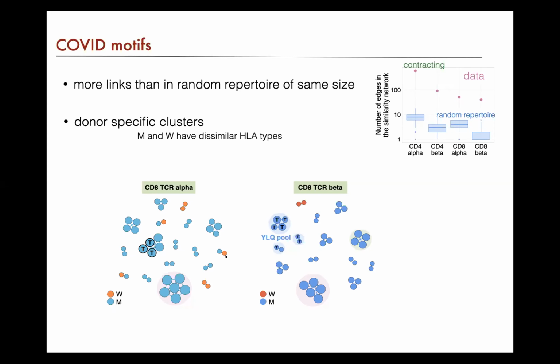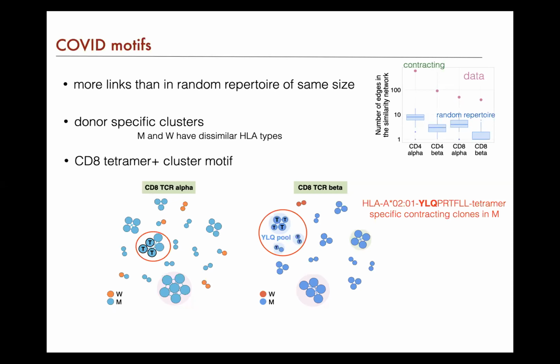And if we look at the clusters, they are donor specific. That means donor M and donor W have different clusters. This is not surprising since we know they have different HLA types. But if we take a closer look at the clusters, one thing that we're able to re-identify are clusters that correspond to the clonotypes that responded in the tetramer study, both in the alpha and the beta set. It's a fairly large fraction of the data set, but it is not the biggest cluster.